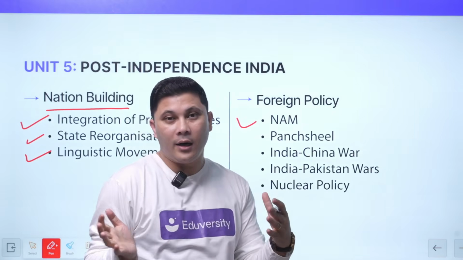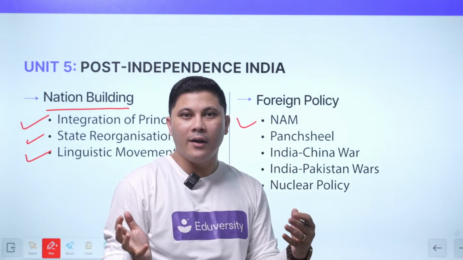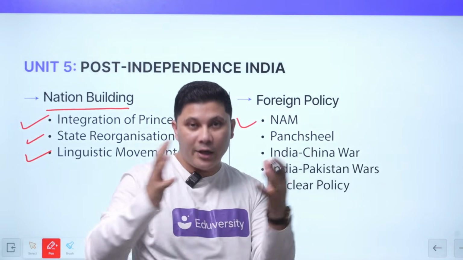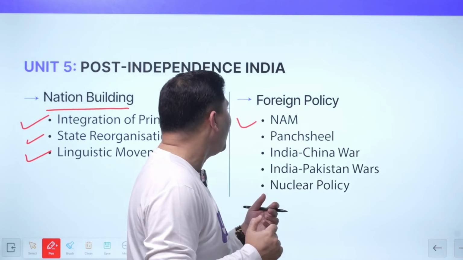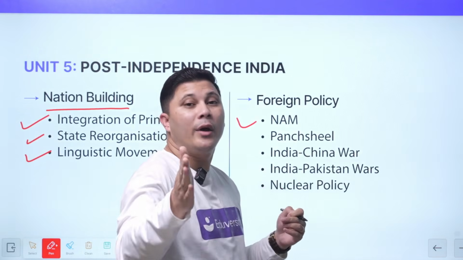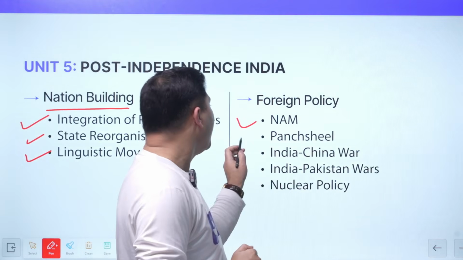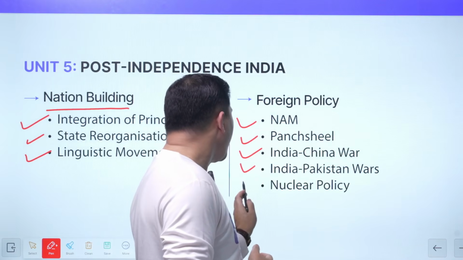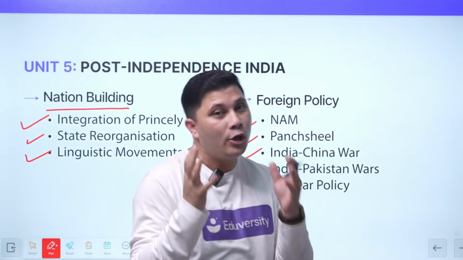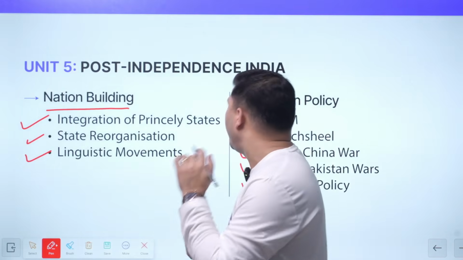The entire world was in the era of the Cold War, right, between the USSR and USA. So you will see that India chose to have the non-aligned movement during the time of the Cold War. Then Panchsheel, the India-China war, the India-Pakistan war, India's nuclear policy. All of these things we also have to study in post-independence history.